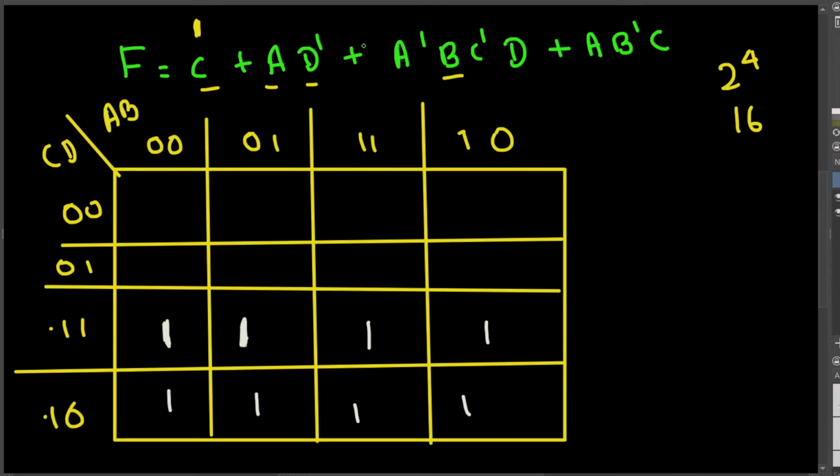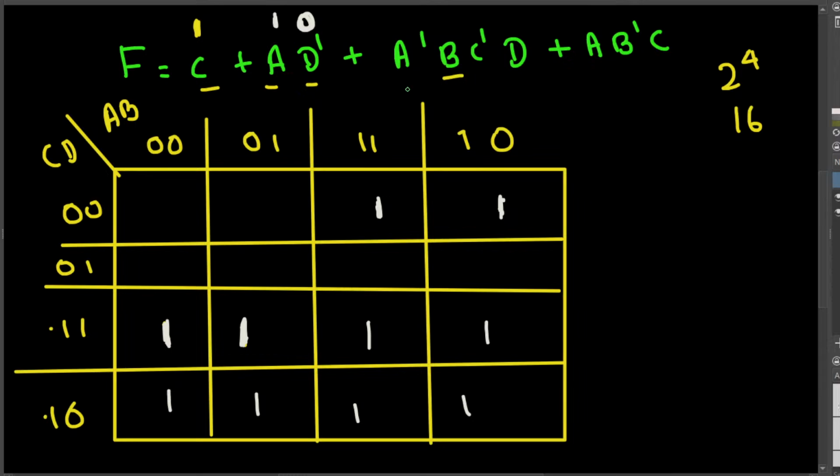The next condition we have is A has to be 1 and D has to be 0. If you have a complement, that means that variable has to be 0. So A is 1. Let's look at the A is 1 locations. A is 1 in these 2 columns, and D is 0 only in this row right here. So A is 1, D is 0 here, and also here, here, and here as well.